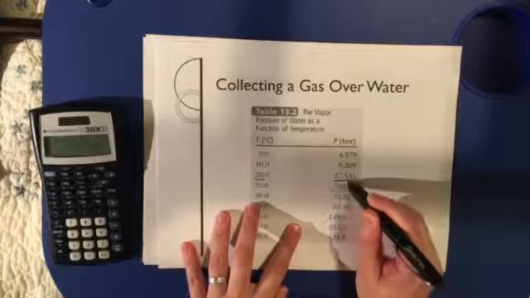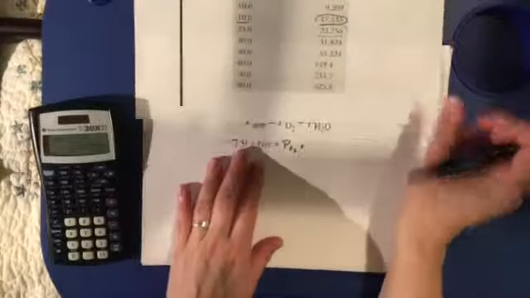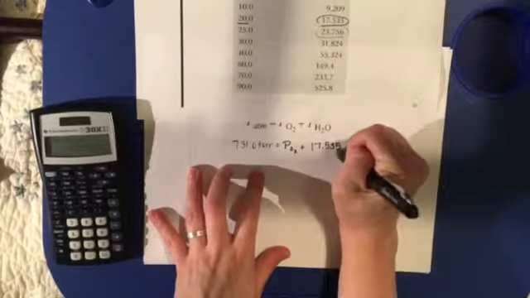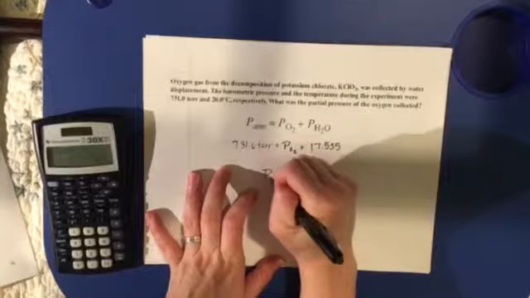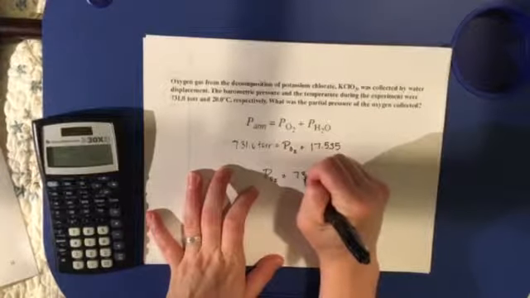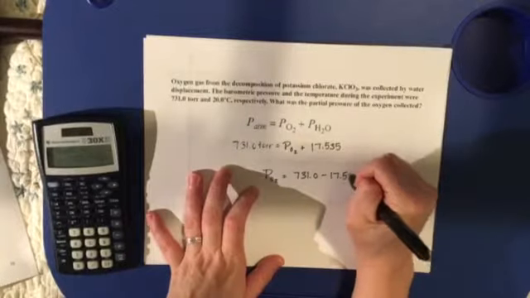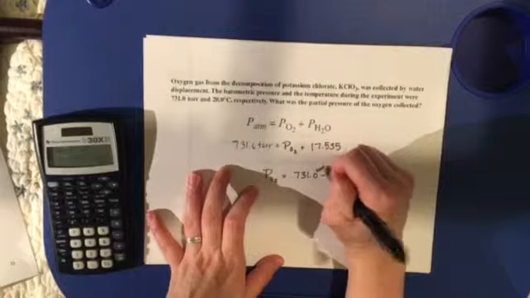At 20 degrees Celsius, here is the pressure of water. It is 17.535. And so for the pressure of oxygen, all I'm going to do is take 731.0 minus 17.535. These are both torr.